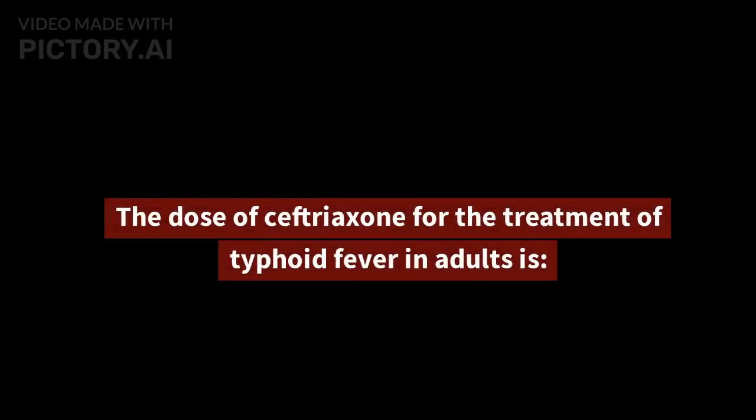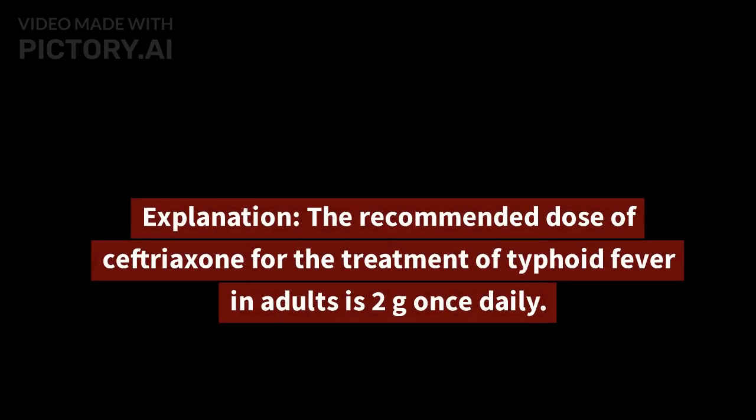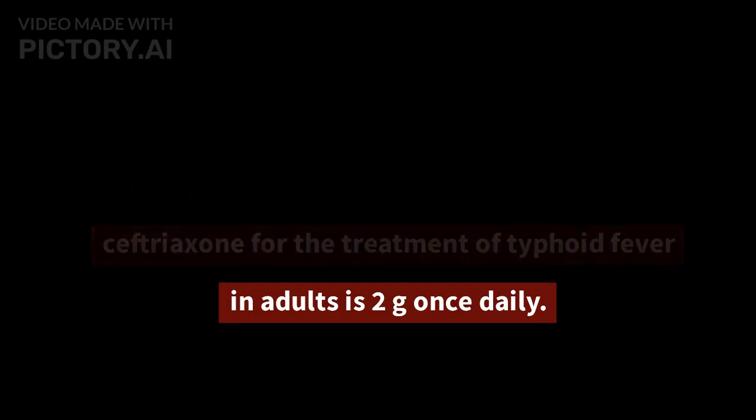15. The dose of ceftriaxone for the treatment of typhoid fever in adults is A. 250 mg twice daily, B. 500 mg once daily, C. 1 g once daily, D. 2 grams once daily. Answer: D. Explanation: the recommended dose of ceftriaxone for the treatment of typhoid fever in adults is 2 grams once daily.